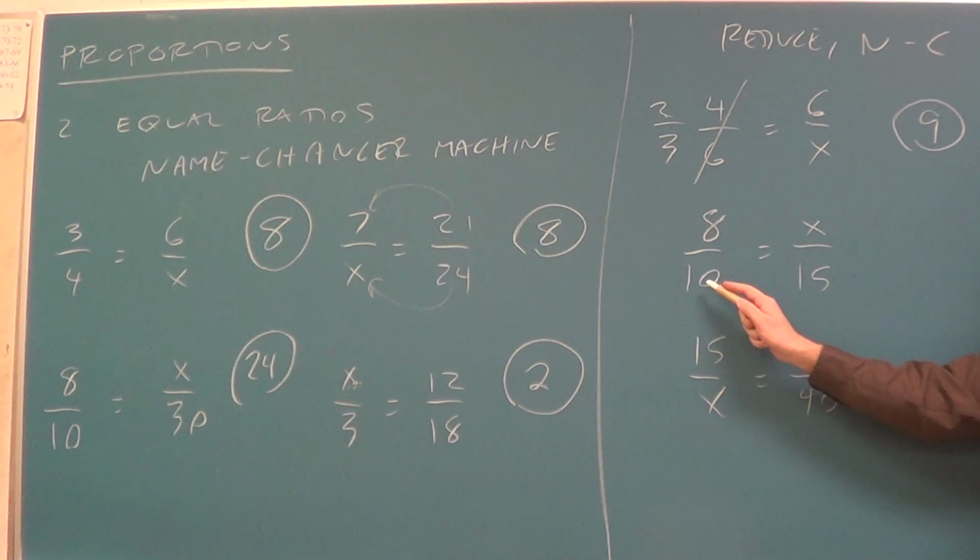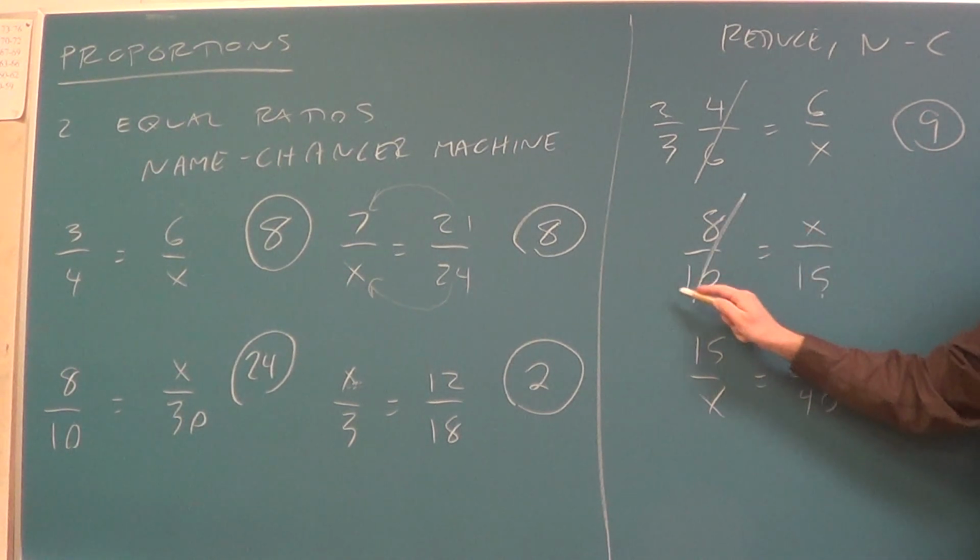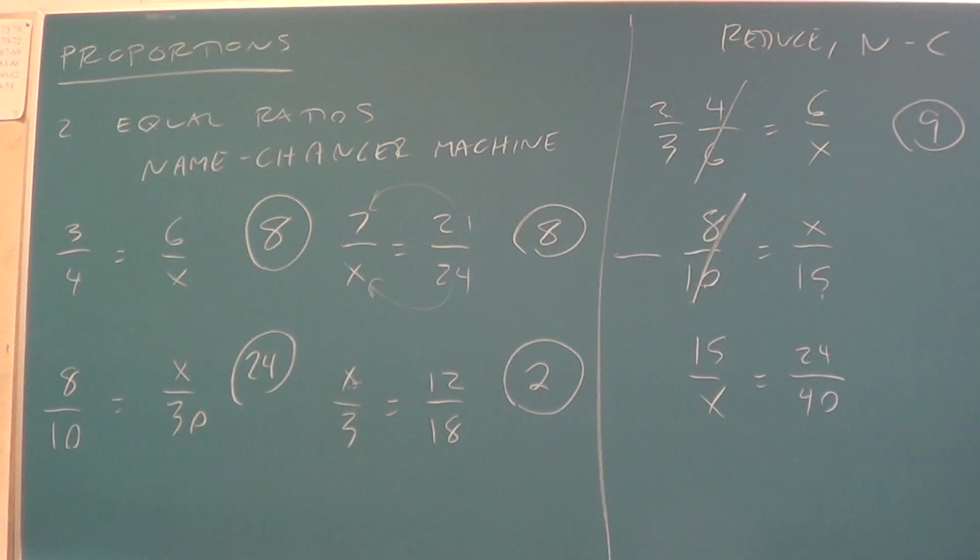Okay, here you can't immediately do the name changer machine. 10 can't go into 15. It just doesn't cooperate. But 8/10 is reducible. If you reduce 8/10, what's 8/10 going to turn out to be?